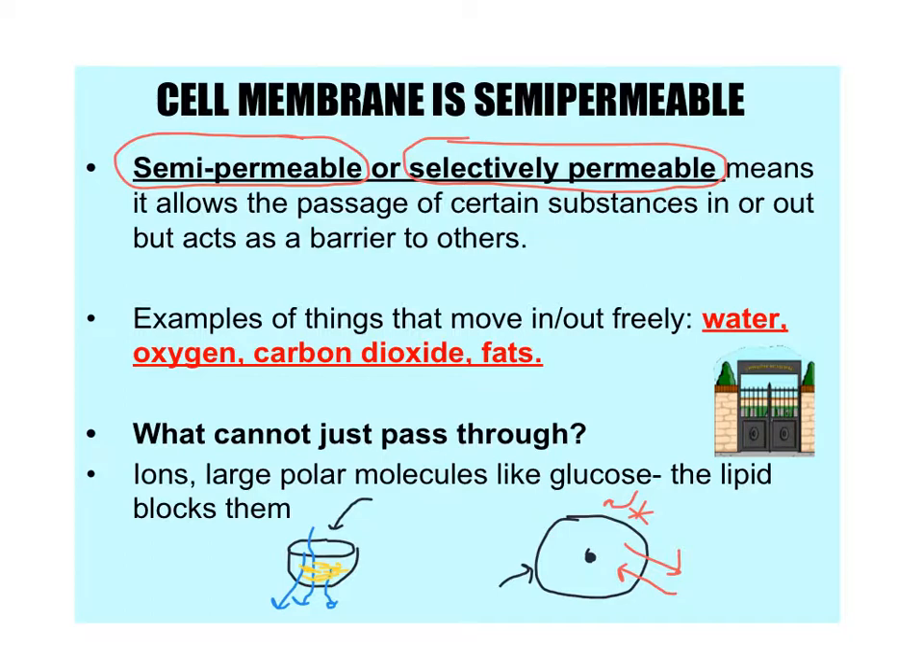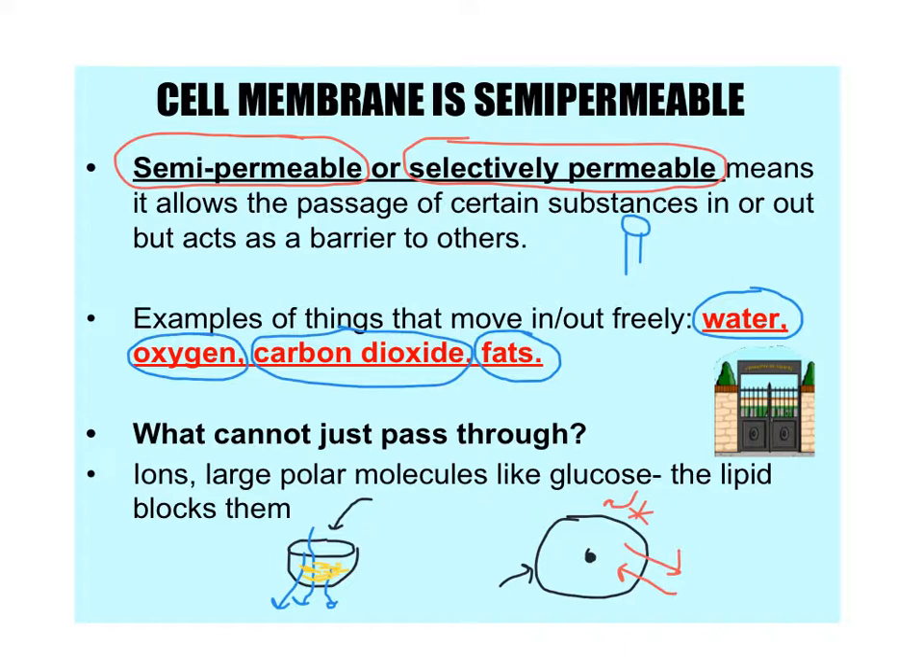So what are some things that can move in and out freely? I guess we'll say water, but it's really not true. Water can't get through because water is polar, and the little lipid tails, those little strings, they block the water, but we'll pretend like that's true. Oxygen can go in and out of the cell freely. Carbon dioxide gas can go in and out freely. And fats can also go straight through the cell membrane freely.